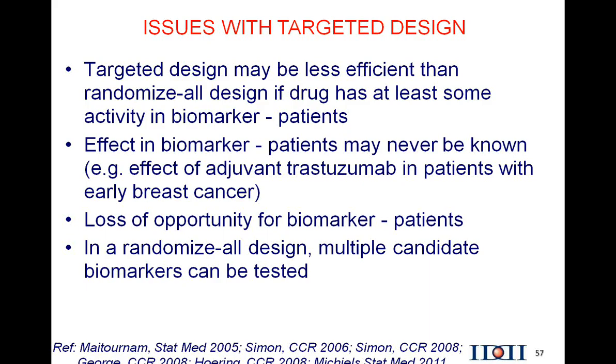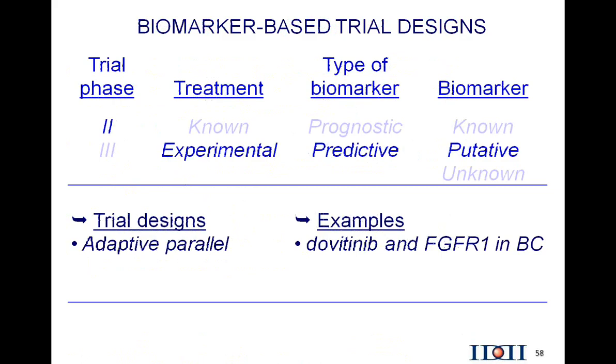So the question of the effect of trastuzumab in biomarker-negative patients, in other words, in patients who do not amplify HER2/neu, is still an open question today. So doing a targeted design may represent a loss of opportunity for biomarker-negative patients. Another advantage, if the biomarker is poorly known, is that in a randomized-all design multiple candidate biomarkers can be tested, whereas in a targeted design, you are stuck with the biomarker that you thought you knew by definition.